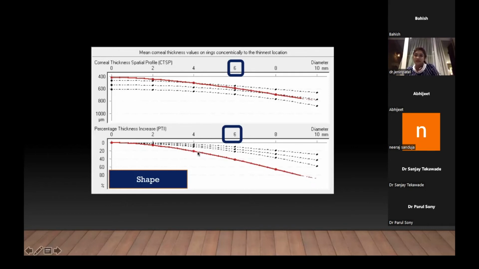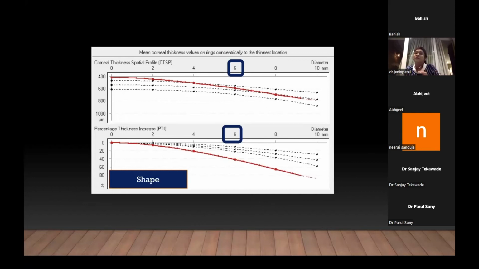So what does this tell us? This tells us that the gradient of increase of thickness from the center to the periphery has lost its normal path. Let's assume a case of keratoconus where you have a focal thinning. The gradient to which it will increase towards the periphery is not going to be the same as the normal cornea, right? So that's when this red line is going to be off within the 6 millimeter zone, and that tells us that this cornea is not in its normal thickness.